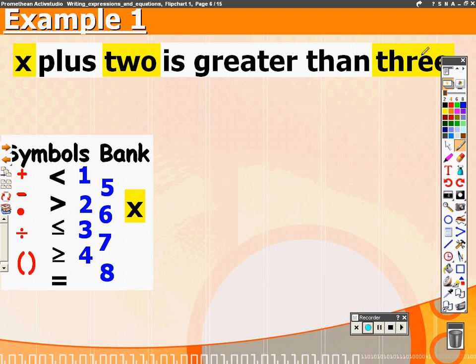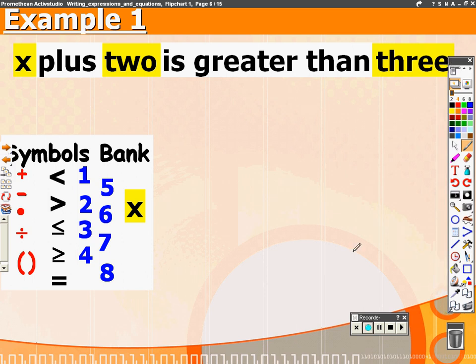Okay, now it's time. The next couple screens, you're going to go through and pull up the symbols to create the sentence above. All of these numbers here move, and anything that you need is in this symbol bank.